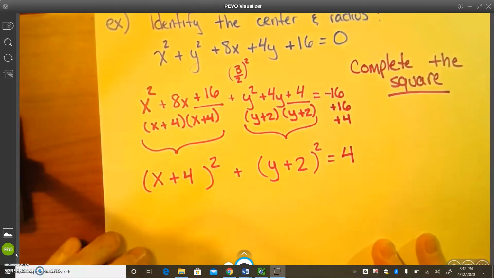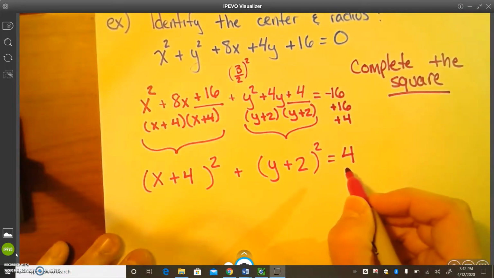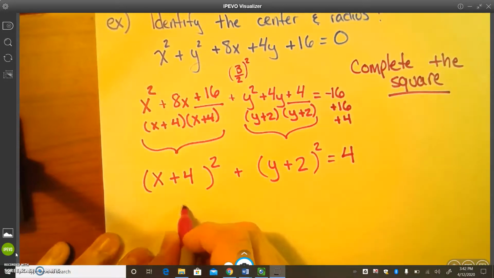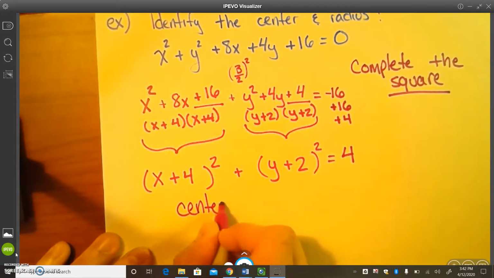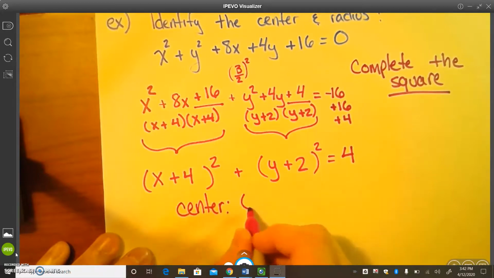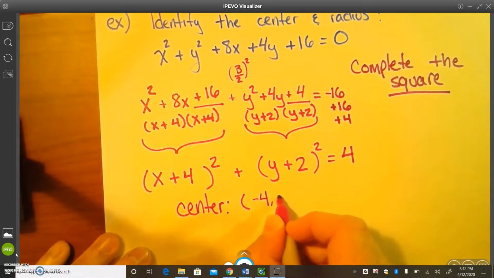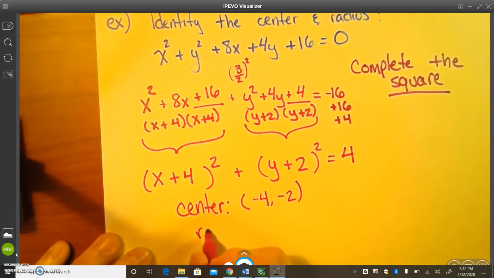So now what we see is this is now in standard form. We have an h, a k, and an r squared. So my center, which is h, k, again, keep in mind the negatives of those numbers, so negative 4, negative 2. And your radius, if this is r squared, is 2.